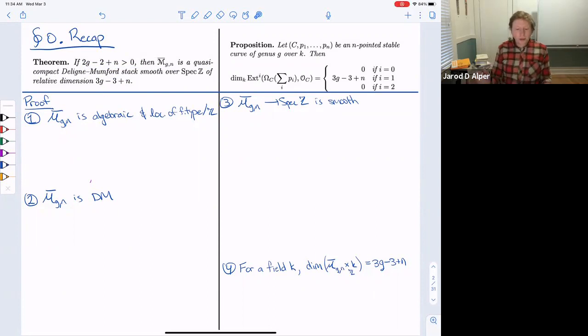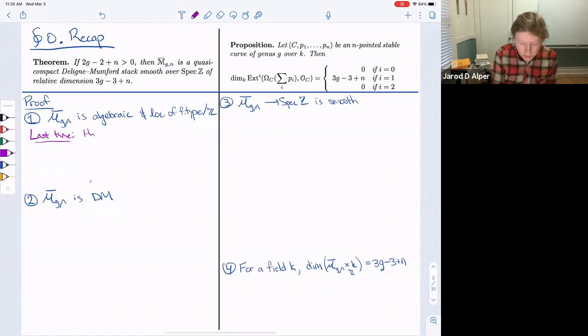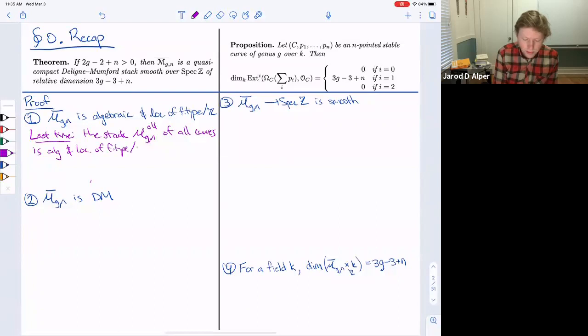All right, so we more or less know this, but I want to review why we know this and connect the dots of all the ingredients we have. Breaking this down into the different pieces, we need to know that the stack is algebraic and locally of finite type over Z. And our approach was that we showed last time that the stack M_{g,n} of all proper curves is algebraic and locally of finite type over Z.